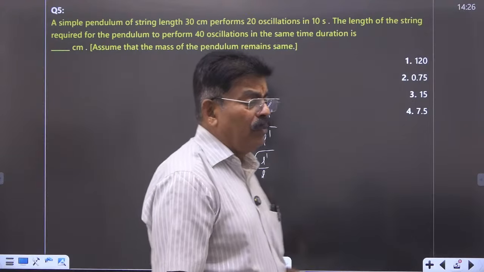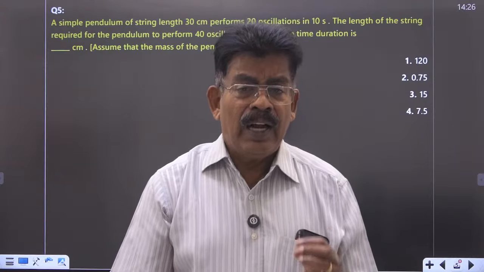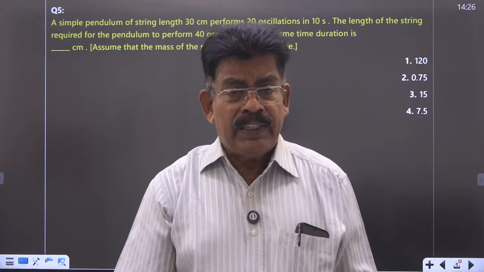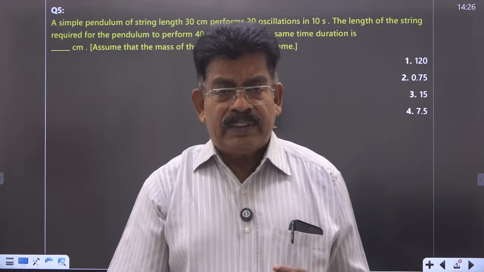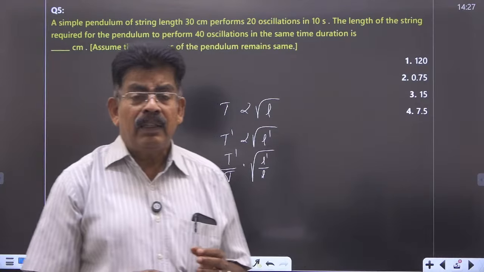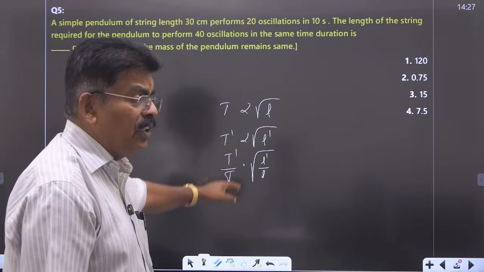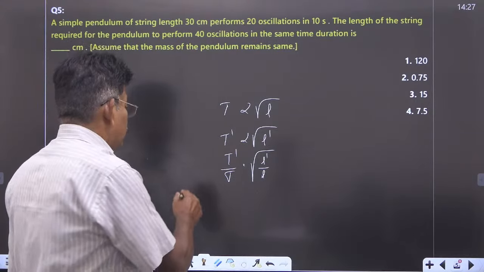So for your problem, the first step you have to write like this. You have to identify that this is a problem of time period related with the length, or frequency related to the length. But we are more familiar with the time period. Therefore, we write T proportional to root L. Directly we can write; don't write all the things. For explanation, I have written it out. Now, this is the first point.